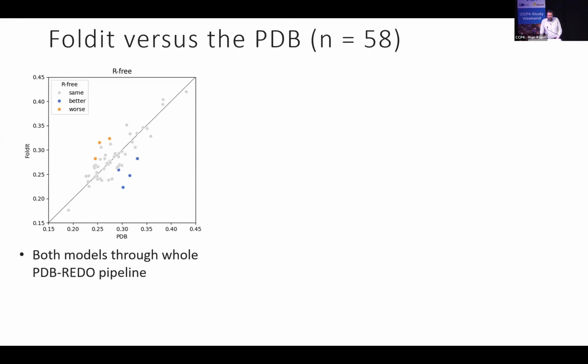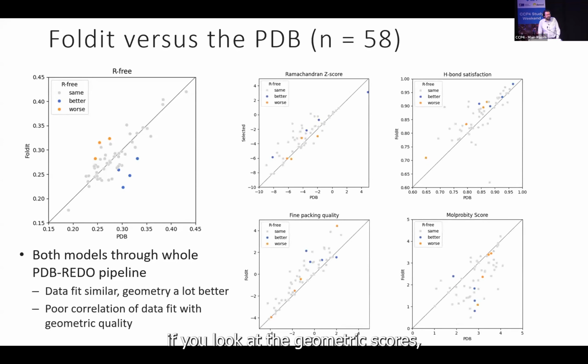And if you look at the distribution of R3, essentially, changes are not that big. There's a few cases where things become significantly better or significantly worse, but the majority of the cases is around the diagonal. However, if you look at the geometric scores, you can see that the Ramachandran plot improves a lot for the majority of cases. Same goes for hydrogen bond satisfaction and fine packing, so that's the details of how the atoms touch each other, and also the MolProbity score improves most of the time.